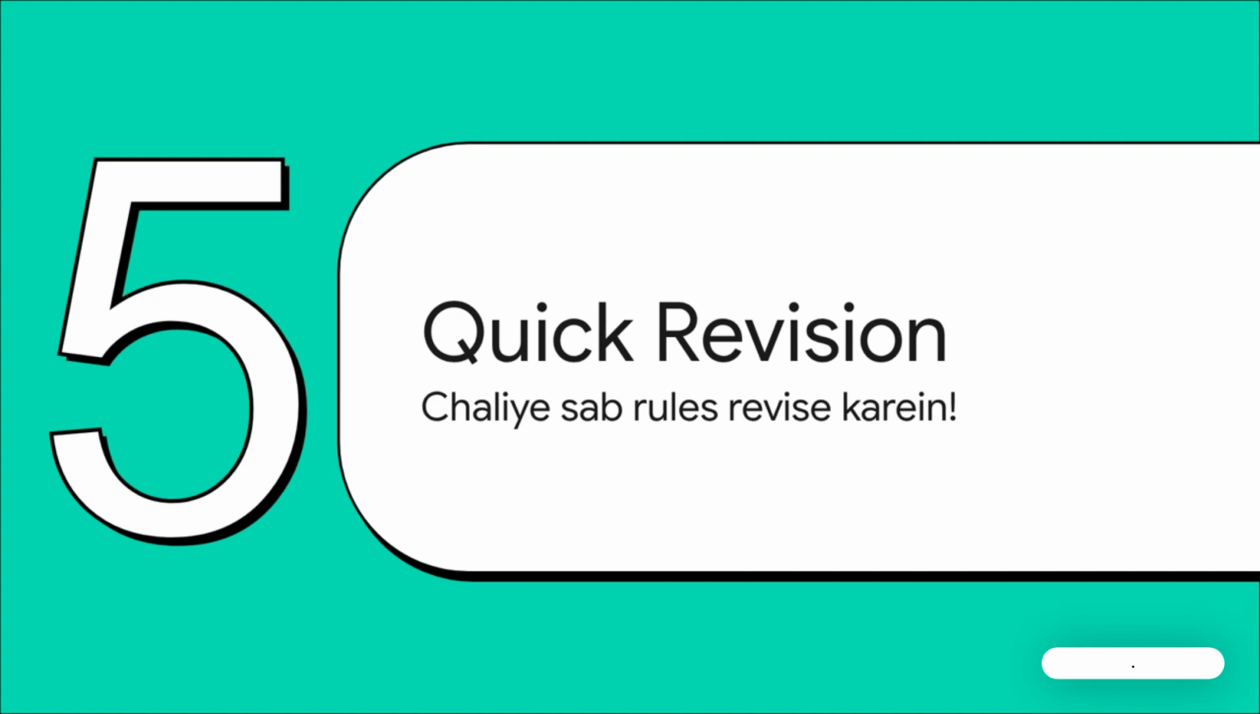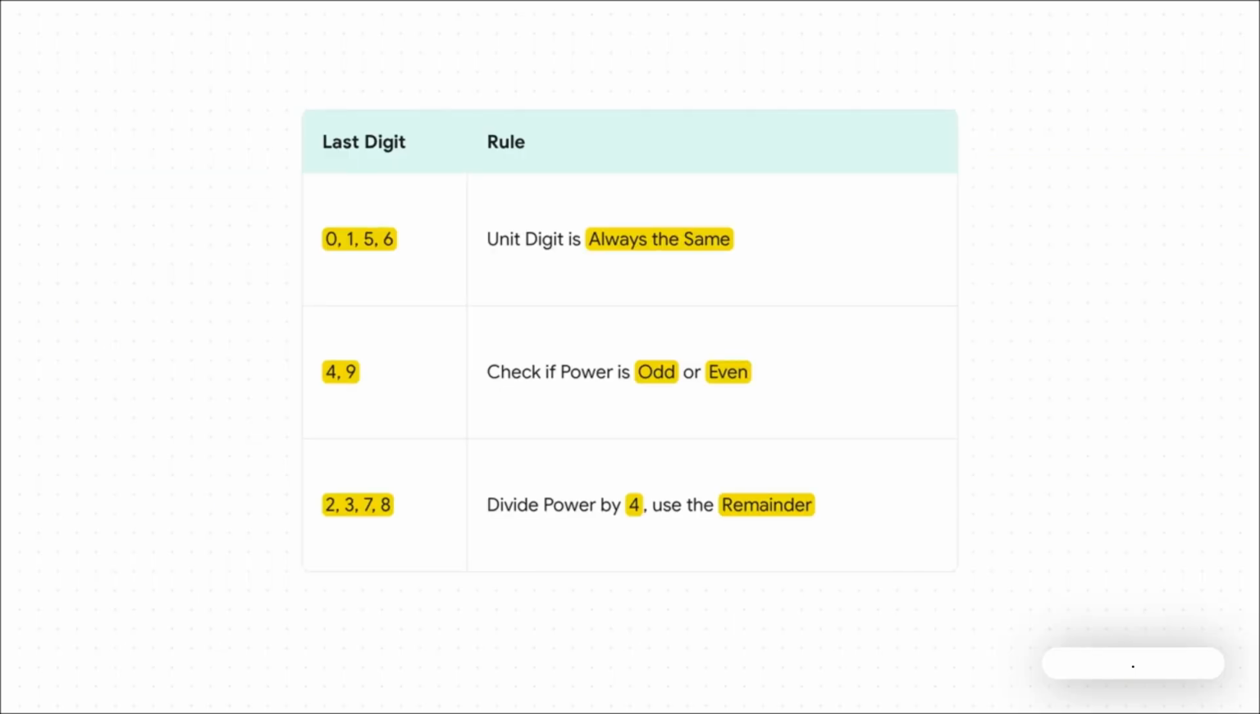All right, let's do a quick revision of all the rules, just to make sure this super trick is locked into your mind forever. So we have 3 simple rules. First, the same group. If the last digit is 0, 1, 5, or 6, the unit digit is always the same. Second, the odd-even group. If the last digit is 4 or 9, just check if the power is odd or even. And finally, the power cycle group. For 2, 3, 7, or 8, divide the last two digits of the power by 4 and use the remainder as the new power. That's it.